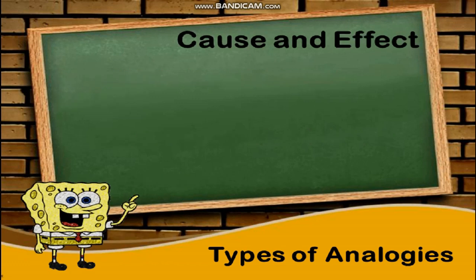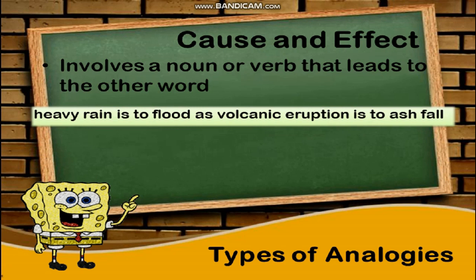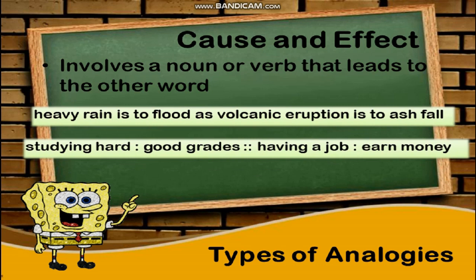Another one, cause and effect. Involves a noun or verb that leads to the other word. Example, heavy rain is to flood, as volcanic eruption is to ashfall. Flood is the effect of heavy rain, as ashfall is the effect of volcanic eruption. Studying hard is to good grades, as having a job is to earn money. Good grades is the effect of studying hard, as earn money is the effect of having a job.